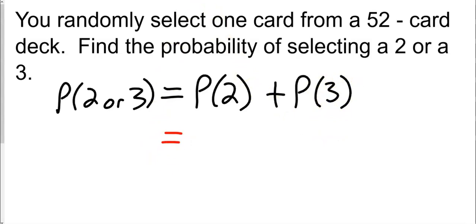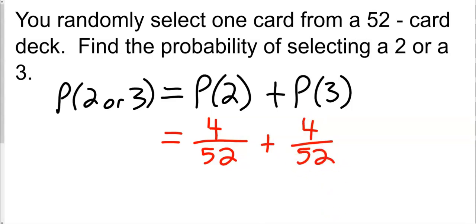Well, what is the probability of 2? Well, there are 4 2 cards out of 52. What's the probability of 3? There are 4 3 cards out of 52. And then again, you can just go to your calculator, let it do the work, or you can do some quick adding and subtracting here.